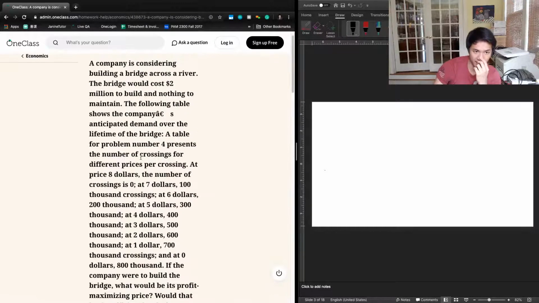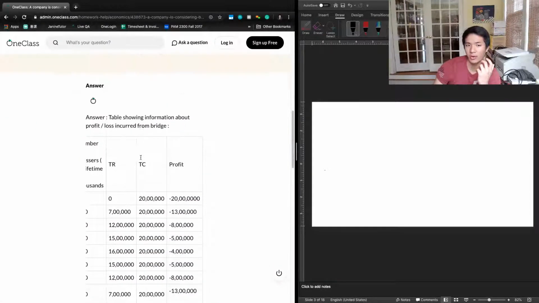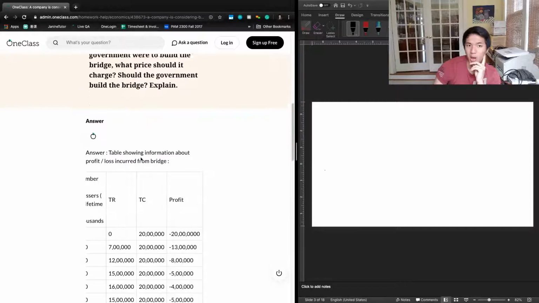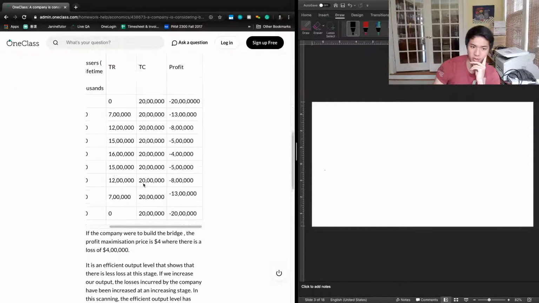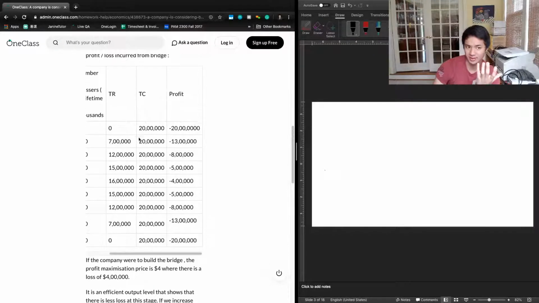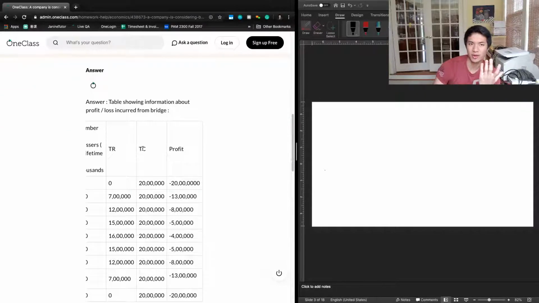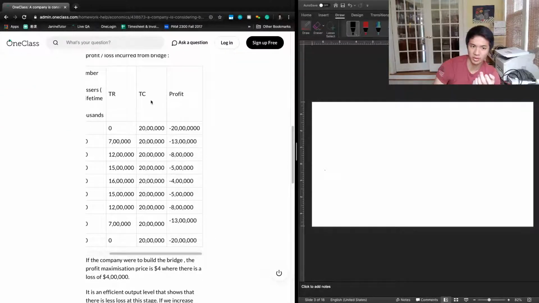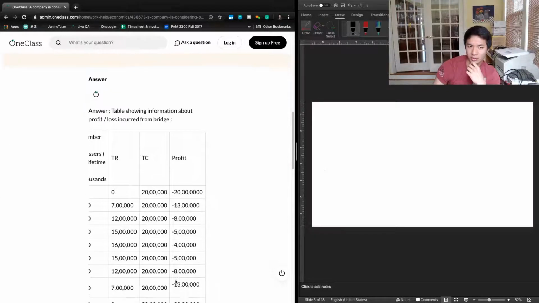And should the government build a bridge? Again, it depends on whether or not this is like a public good that the government believes the total benefits would outweigh the total costs, not in terms of revenue, but in terms of benefit to the country or the surrounding community. If the government believes that the total benefit to the surrounding community is greater than the total cost of $2 million, then they should build a bridge. And so it just depends on other factors that we don't know.